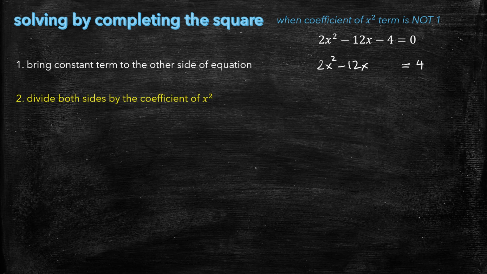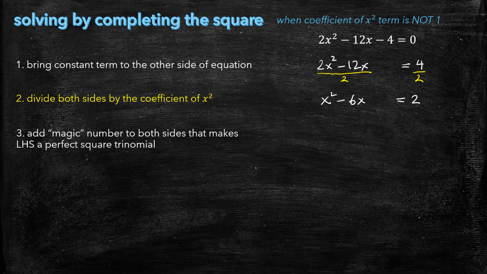And then the new step, the inserted step, is to divide both sides by the leading coefficient, which is 2. You will see that the effect of that is to bring us to the situation that we were in before. So we can just do all the steps as they were before. The next step is to add the magic number to both sides. So let's set that framework up.